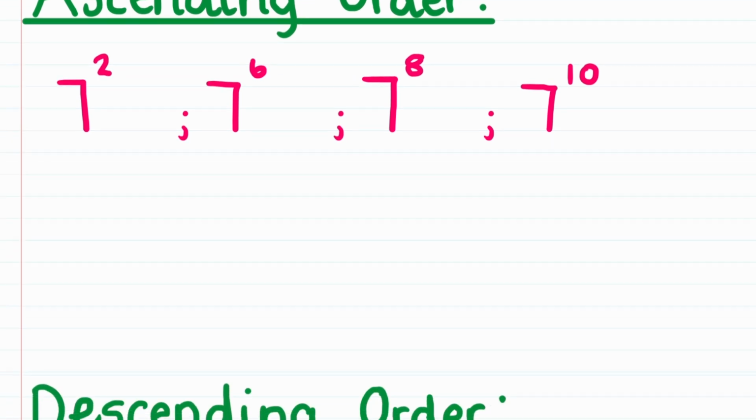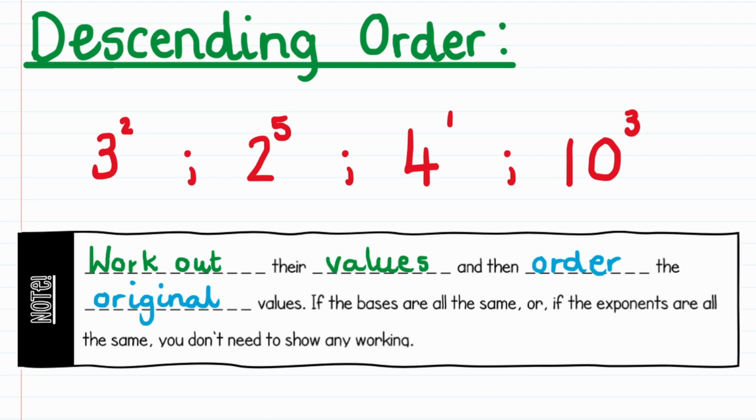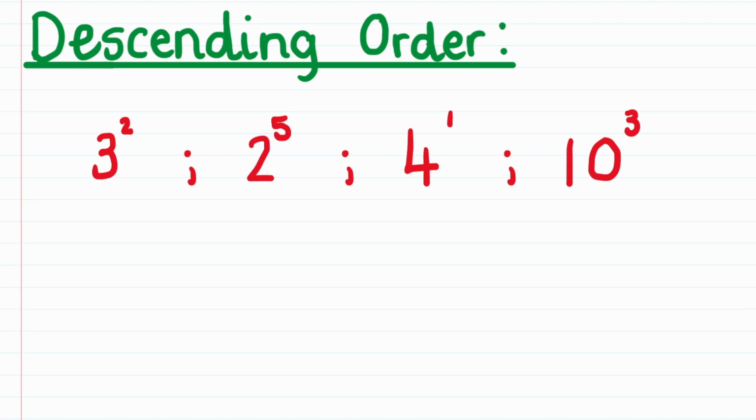Okay, let's switch it up and do some descending order, which we know is from biggest to smallest. Here I've been given 3 squared, 2 to the power of 5, 4 to the power of 1, in other words, I've just got 4, and 10 cubed. Nothing is the same, everything's different. So remember this important note. Work out their values and then order the original values. If the bases are all the same or if the exponents are all the same, you don't need to show any working, but in this case, nothing is the same. I'm definitely going to need to show some working.